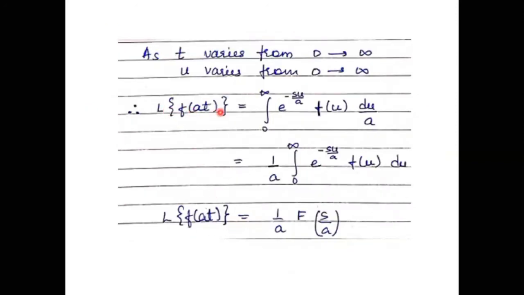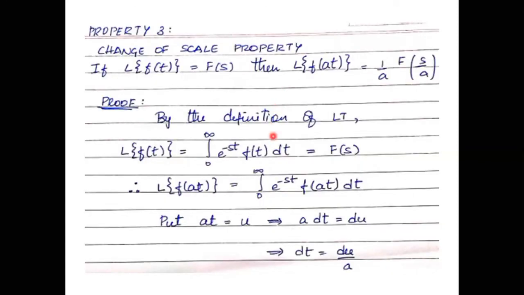L of f of at is equal to 0 to infinity e power. See here, do not confuse with the thing. Function here is f of t. You are finding the Laplace transform of this function. And here you are finding the Laplace transform of this function. Okay, so you just can't replace t by at here. This is one function and this is another function. So in place of this function, you are replacing this function. That's it. Okay, do not confuse.